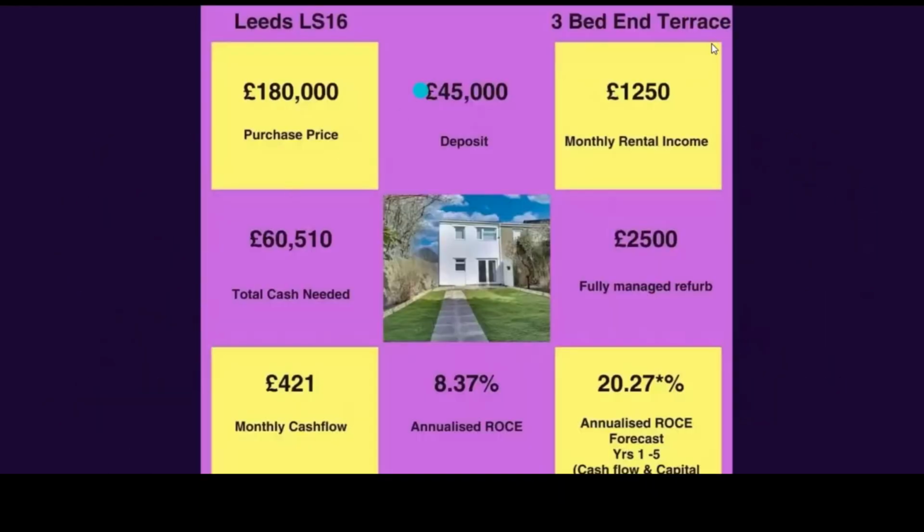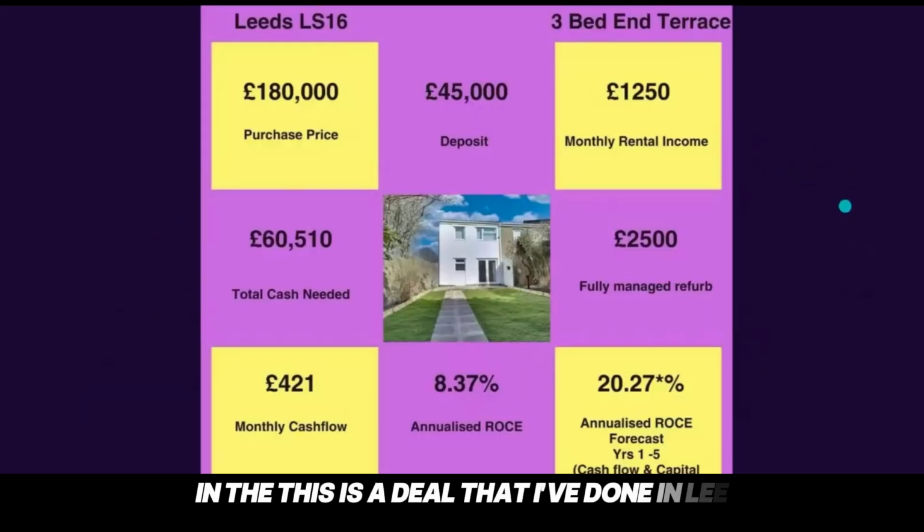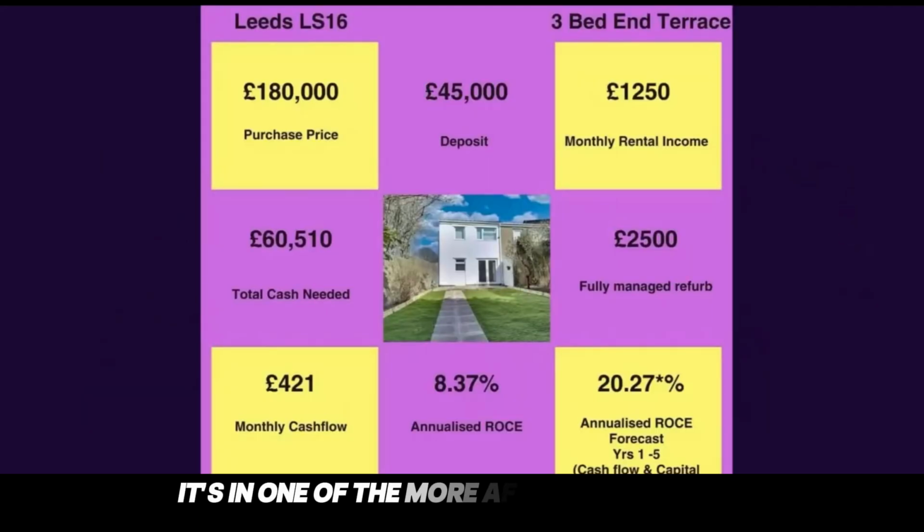So this is a deal that I've done in Leeds. It's in one of the more affluent Leeds areas. The purchase price here is £180,000. It's a bit higher than the average, but the rental income is £1,250, which is really good for West Yorkshire. There are areas in Yorkshire where you can buy a property for £80,000, £90,000, but then your strategy will be different.